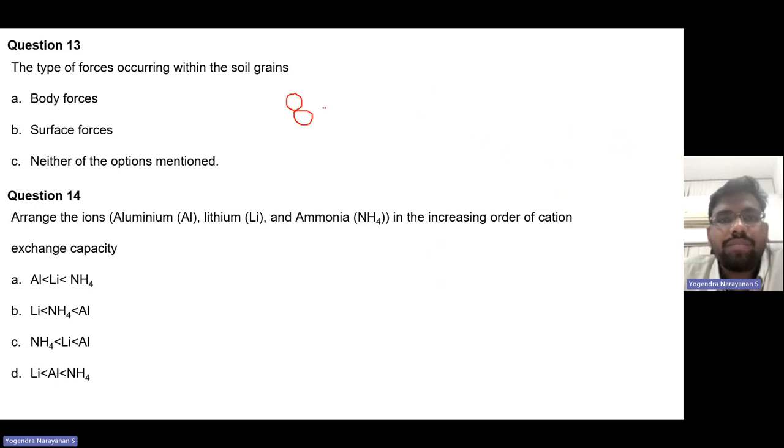And surface forces are basically the forces that act only on the surface of the particle. For example, one of the beautiful examples of surface force is the clay particle, where the charge acts only on the surface, whereas the interior of the clay minerals is usually neutral, and only the surface is exposed. The surface is charged, and these charges give rise to electrostatic forces, which is in turn a surface force. One of the fundamental examples of surface force.